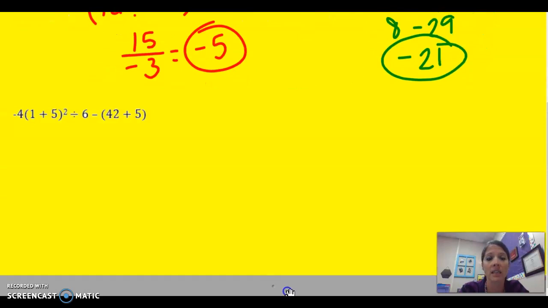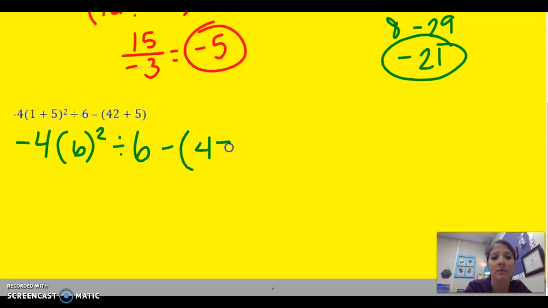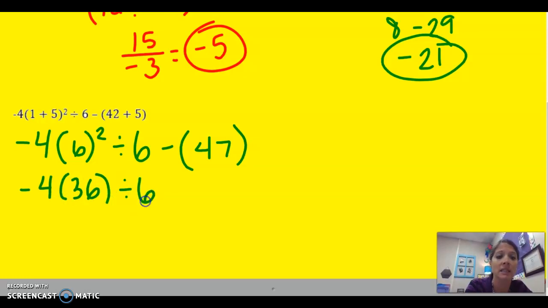Okay, so the next problem is below it, and again, I've got sets of parentheses, so I'm going to do those first. So I'm going to rewrite everything. I've got negative 4, and then I've got that multiplied by 6, and then that's going to be squared, divided by 6, minus, and then in parentheses, 47. Now I've gotten rid of all my parentheses, but I have exponents, so that's going to be my next step. So a negative 4 times 36 divided by 6 minus 47. And I went ahead and just got rid of the parentheses there. That's not a big deal.